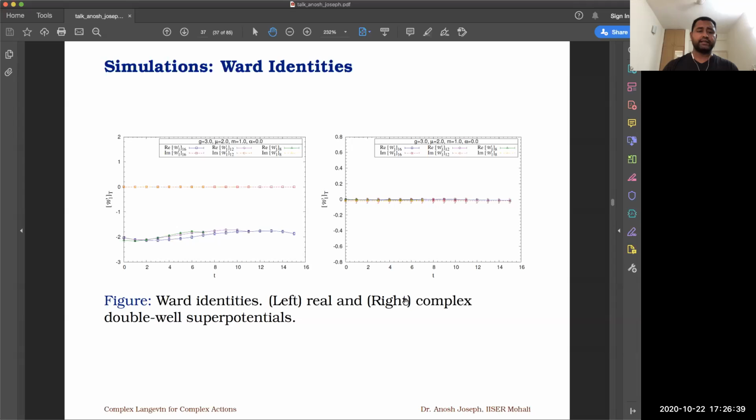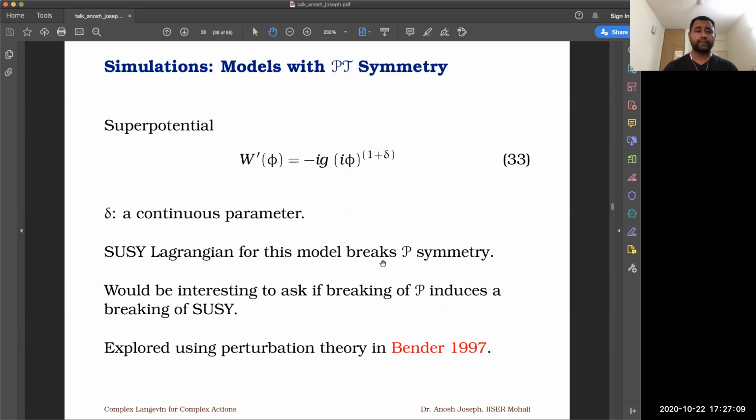Then we can look at Ward identities again. This is the real double well, and this is the complex double well. For the real double well, what we see is the Ward identities, instead of 0, are fluctuating around some non-zero value. And for the complex action, it is fluctuating around 0. So SUSY is preserved in this model according to the Ward identities. We applied several types of measurements, and we are consistently getting the same result. Now let's move on to models with PT symmetry.